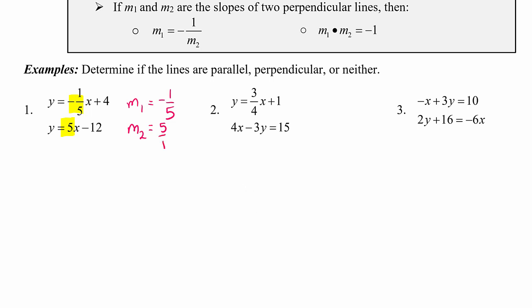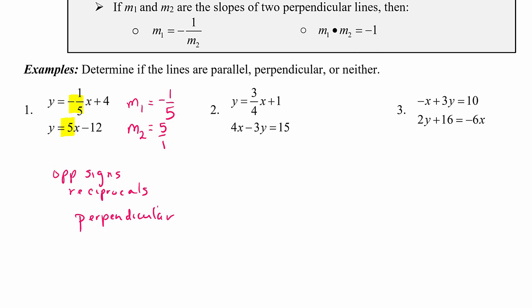So what do you notice? Did you notice that they are opposite signs and reciprocals? Yes, so that means that we have what kind of lines here? These are perpendicular lines. Okay, well done. Let's look at problem number 2 now.